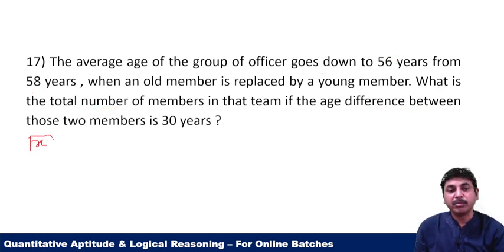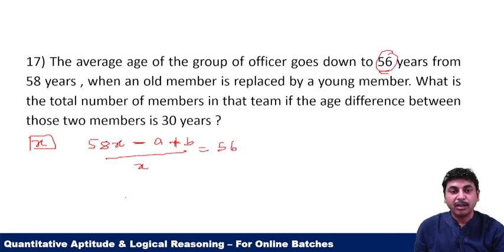let us say there are X members in a group. So previously the average was 58 because it goes down to 56 from 58. So total will be 58x. मान लेते हैं कि जो रिप्लेस पर्सन हुआ, ओल्डर मेंबर का एज ए है और यंगर मेंबर का बी है. ओल्डर बाहर गया और यंगर बीच में है. सो 58x माइनस ए प्लस बी डिवाइडेड बाय एक्स, नंबर ऑफ मेंबर्स उतने ही रहेंगे, इज इक्वल टू 56 because average goes down to 56. Now if you simplify this, 58x minus a plus b, that is equal to 56x.